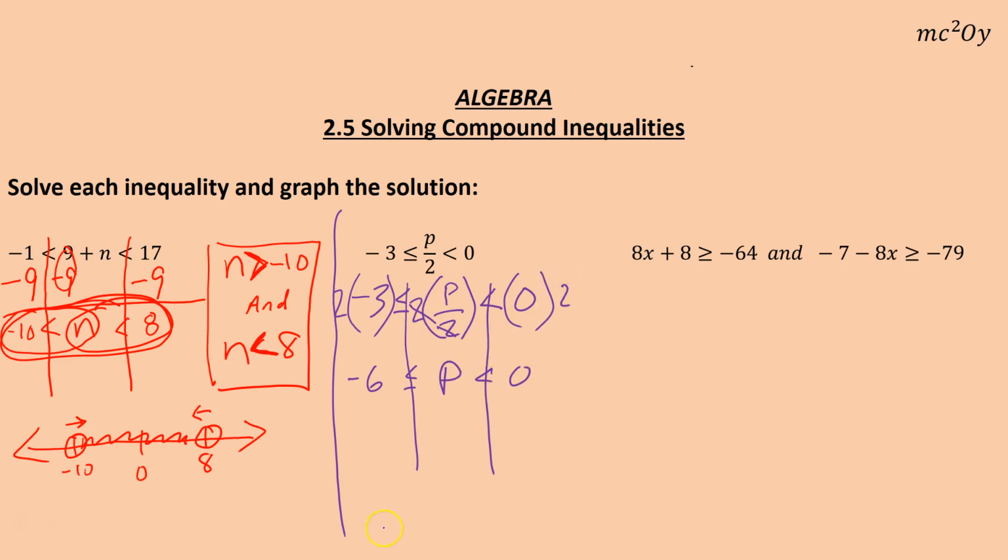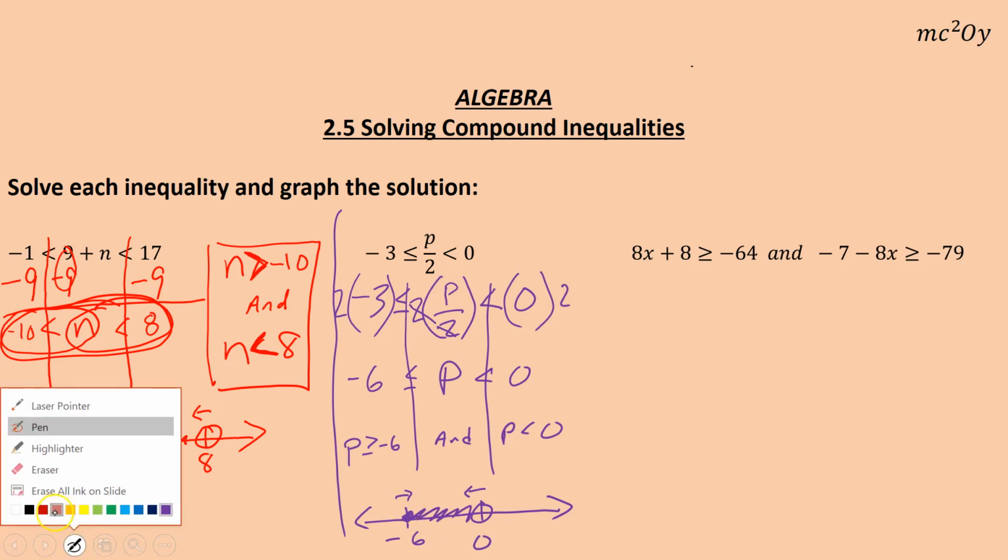So graphing it, -6, 0, closed circle on -6, open on 0. And if I were to rewrite it, it would be P is greater than or equal to -6, and P is less than 0. Okay, so I'm shading that direction, and there it is.